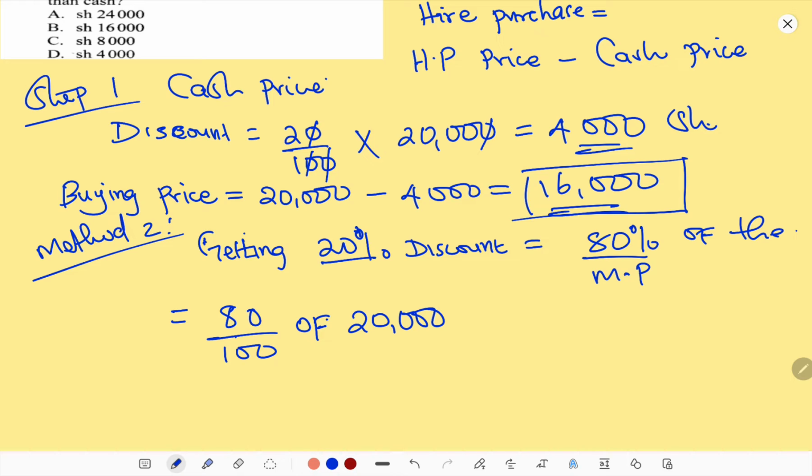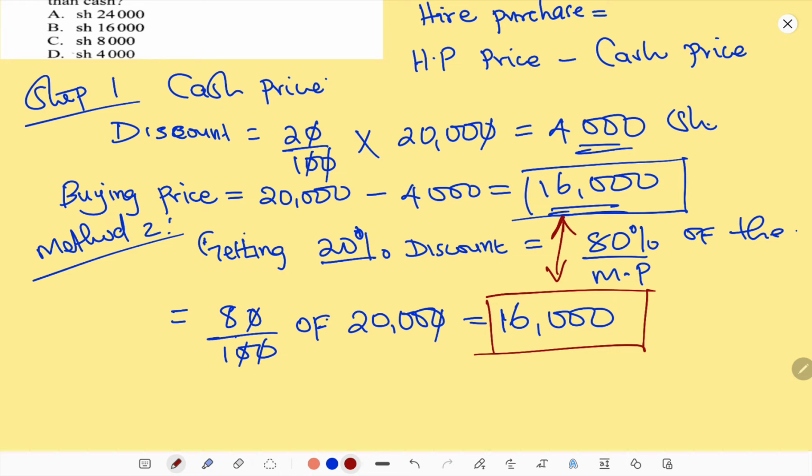Okay, then of means multiplication. Obviously, as we have said, the 0 will cancel out. Then this will be 8 times 2 is 16, becomes 16,000. Okay, so you see it is the same answer.